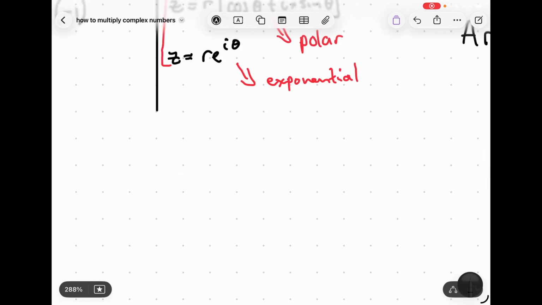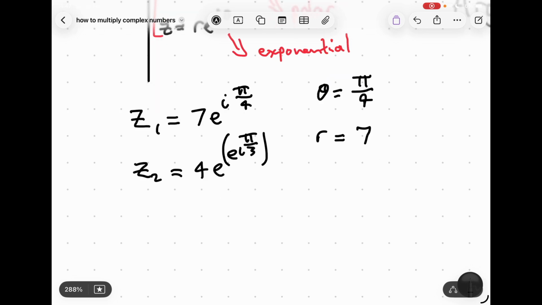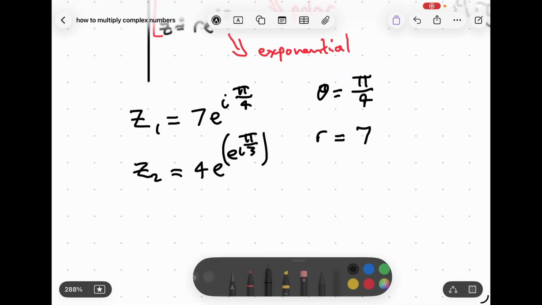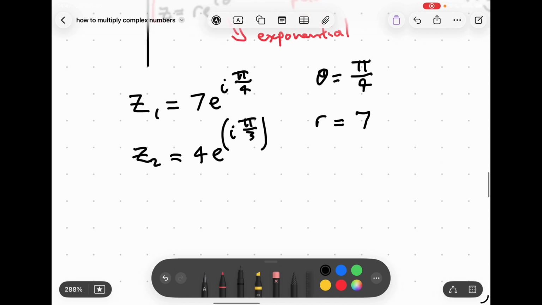Exponential form. Let's do a bit of work on that. So let's not find the argument and everything. Let's just say z1 is equal to 7e to the i pi on 4. So that means our theta is going to equal pi on 4, and our modulus is going to equal 7. Now z2 is going to equal 4e to the i pi on 3.